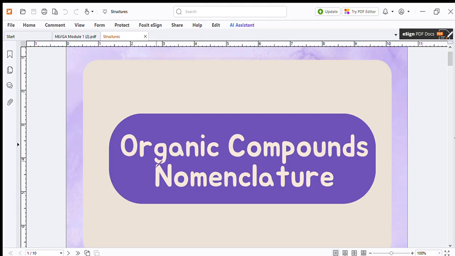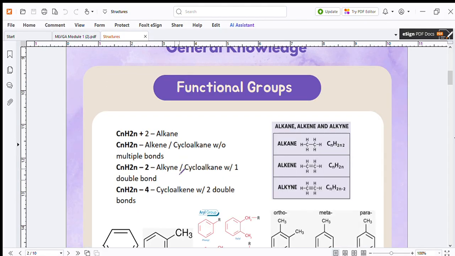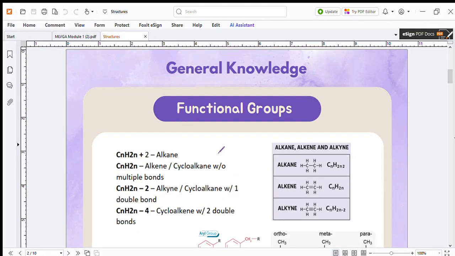So today I will be talking about the organic compounds and their nomenclature. So before we start, kailangan po natin i-review ang mga general knowledge when it comes to the hydrocarbons or the organic compounds. So basically we have the alkane, alkene, alkyne, and cycloalkene.